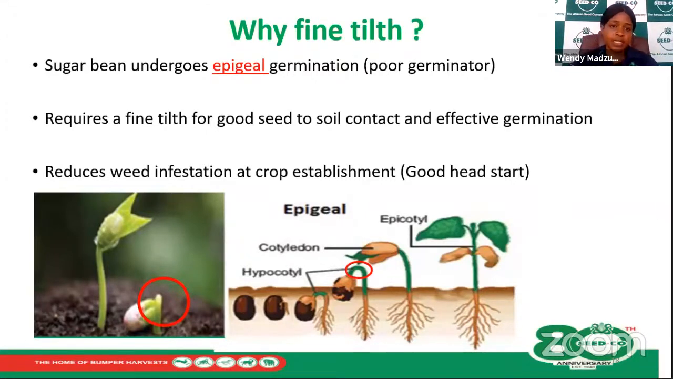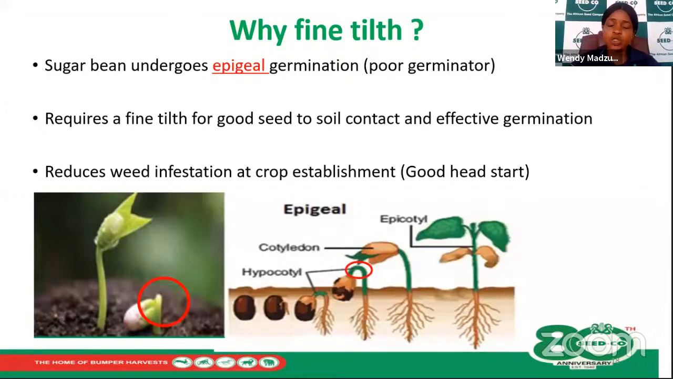The pictures you are seeing below are examples of epigeal germination occurring in sugar bean production. As you can see, the hypocotyl, which is the neck area that is going to emerge from the ground, is quite sensitive and delicate. Imagine if that delicate hypocotyl meets a crusty hard layer, it will break. If it meets a clod or huge clods in the field due to land preparation that has not achieved a fine tilth, it will break.